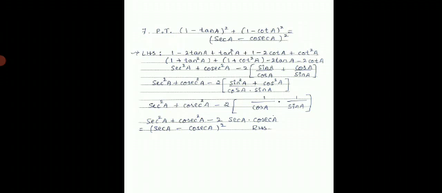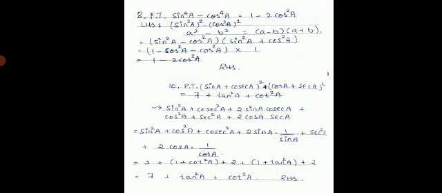Now it looks like the identity a square plus b square minus 2ab, whose reduced form is a minus b the whole square. Substitute these values, a as sec a and b as cosec of a, which is the required RHS. Fine.